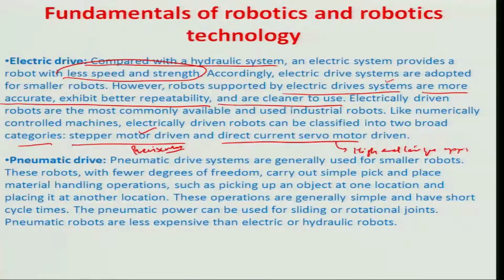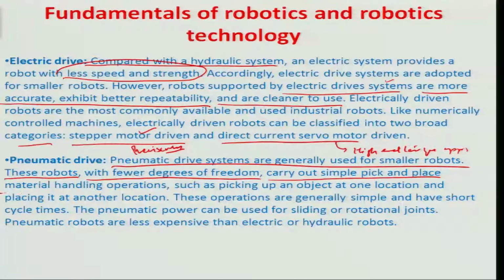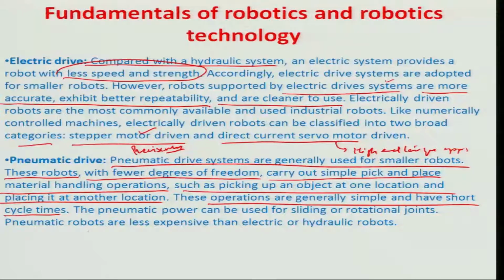The third type is pneumatic drive systems, which are generally used for smaller robots. These robots with fewer degrees of freedom carry out simple pick and place material handling operations, such as picking up of an object from one location and placing it to another location. So, these are already well defined in terms of the weights that they would have to carry, and it is merely a location change. So, these operations are generally simple and have short cycle times. So, the pneumatic power can be used for sliding and or rotational joints.